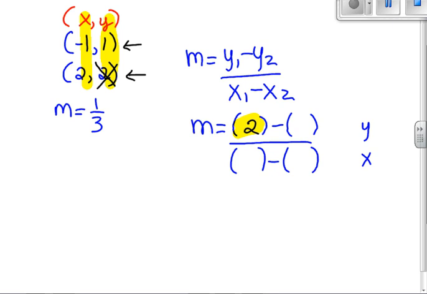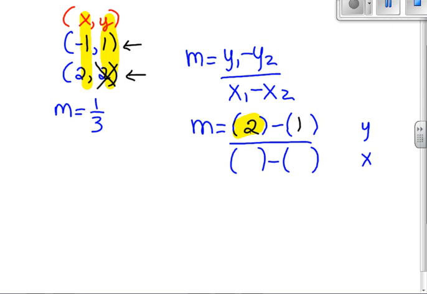Dominic, what goes in here? 1. You're not Dominic, though. Slope, this is what calculus, first semester calculus, is all about, is slope. It's all we do is slope. Okay, so that's what you're going to be doing with some more difficult functions later on.